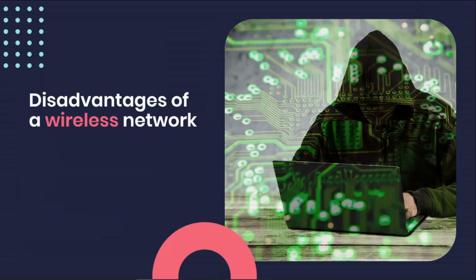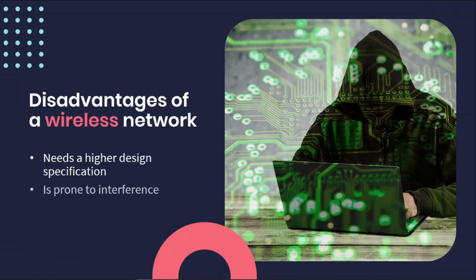The disadvantages of a wireless network would be that it often requires a higher design specification to transmit data at a high speed, and it is prone to interference. It is often affected by lead materials, metals, magnets, walls, and so on.